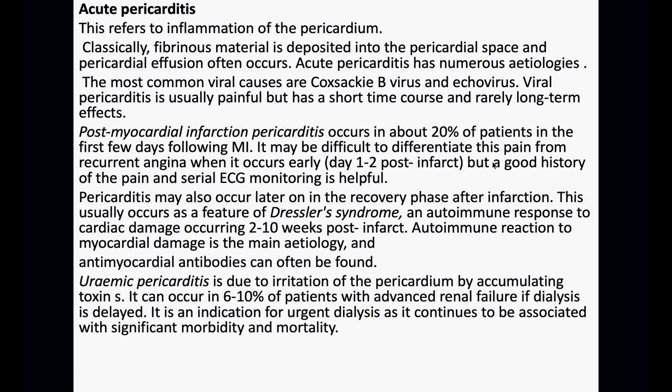Pericarditis also may occur in chronic kidney disease or uremia. It is referred to as uremic pericarditis due to irritation of the pericardium by accumulating toxin. It occurs in 6 to 10% of patients with advanced renal failure if dialysis is delayed, and it is an indication for urgent dialysis as it continues to be associated with significant morbidity and mortality.